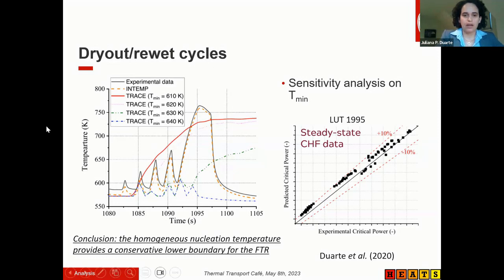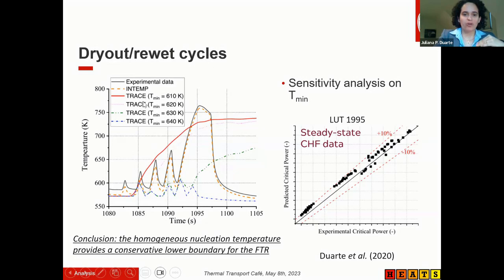and then they will not be able to predict this phenomenon. And this is just a sensitivity analysis for a few temperatures for the minimum film boiling temperature. And you see here in black is the experimental data, and in orange is the wall surface temperature after the 2D inverse heat transfer.